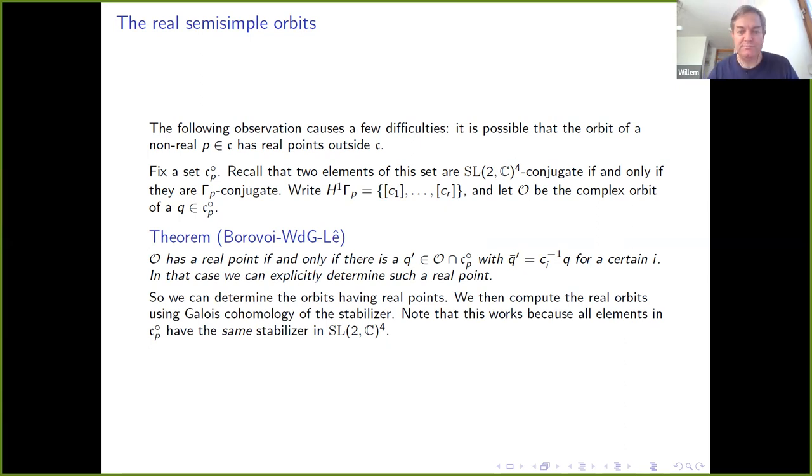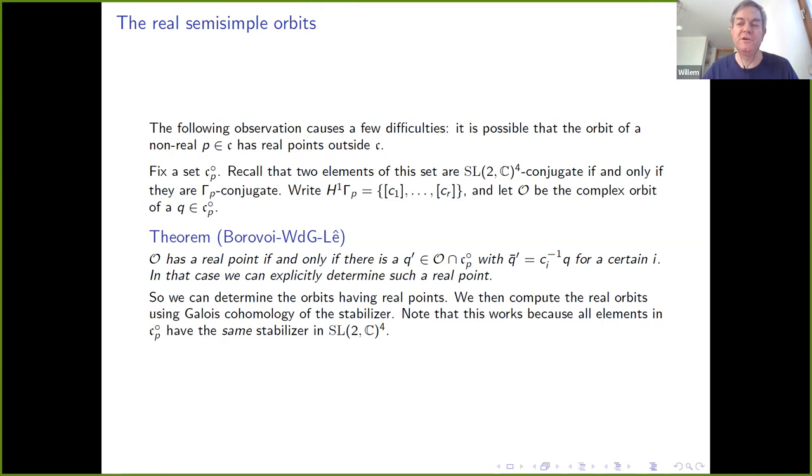So we execute this idea, and an important point is that it works. We can do this because all elements of CP naught have the same stabilizer in SL2 to the fourth. So I have a good control over the stabilizers, because we need the stabilizers to do the Galois cohomology. Okay, so I will not show you the tables, because they come out as many, many long tables. In this case, the number of real orbits is really much larger than the number of complex orbits.